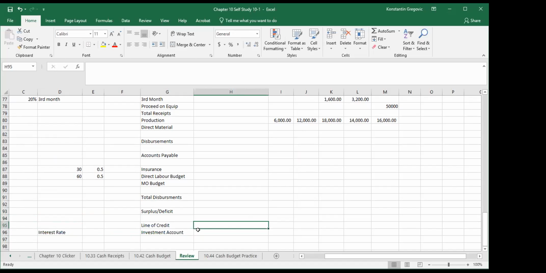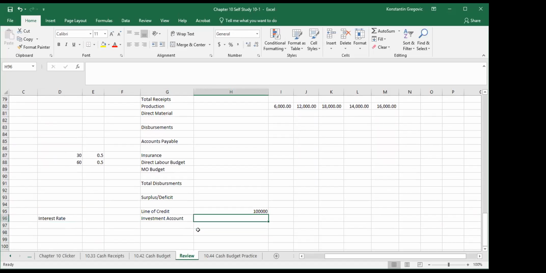So let's say I have an opening balance of whatever it is, 100,000 line of credit. I'm in a deficit of, let's say, negative 50,000. That means I'm going to borrow 50,000. You're going to calculate an interest rate based on that 50,000, whatever it is, 0.0365, let's say. And let's say your interest is quarterly.